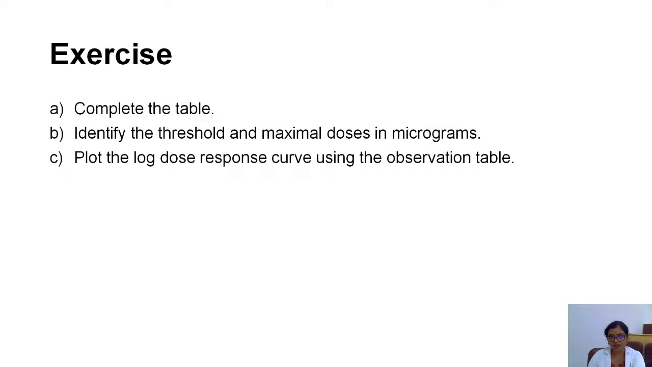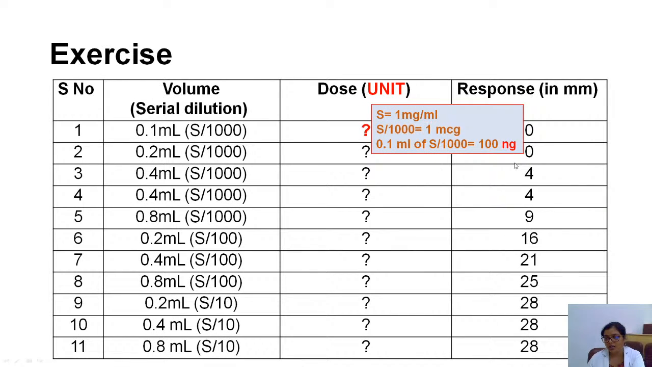You will be asked this question: complete the table, identify the threshold and maximum dose. What is the threshold dose? The dose at which the first response occurs. That is this one, so whatever value comes in this box will be the threshold dose. And what will be the maximal dose? Whatever value comes in this one, because here the response is constant. 28 is the maximum response. Here also, 0.2 ml of S by 10 gives the maximal response. So whatever value comes in this box will be the maximal dose.